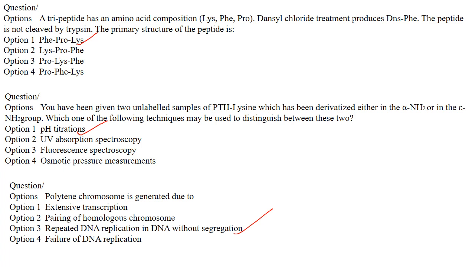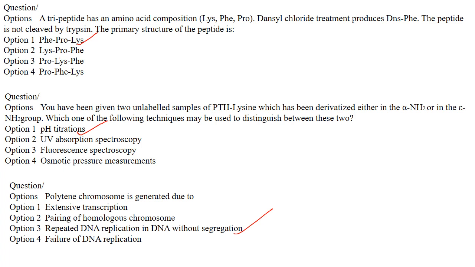Then next one. You have been given two unlabeled samples of PTH lysine which has been derivatized either in the alpha NH2 or in the epsilon NH2 group. Which of the following techniques will be used to distinguish between the two? So alpha NH2 will have a pKa value of 8.95 and the epsilon NH2 group will have a pKa of around 10. So the option that can be used to distinguish between the two is pH titration. Answer is option 1.